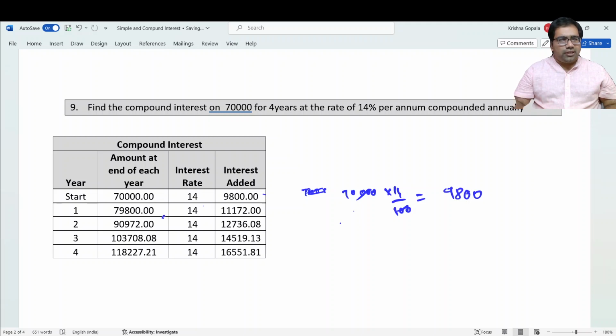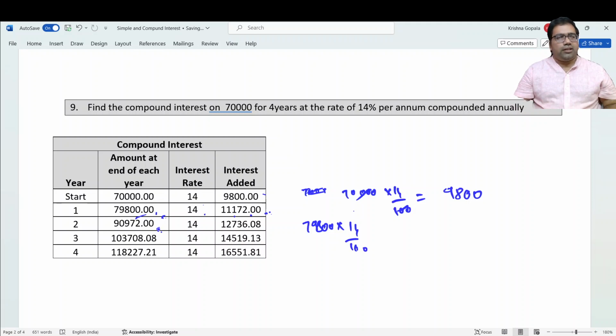Now in the second year, what do they have to pay? 79,800 again into 14 by 100. This becomes 11,172. 11,172 is what they have to pay for the second year. So the amount will become 79,800 plus 11,172. That is this amount. Right.